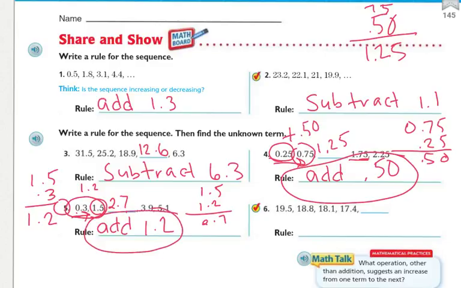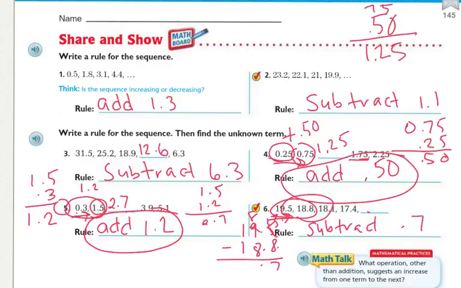Let's look at the next one. 19.5 is decreasing down because 19.5 is more than 17.4. So my rule is decreasing, which means I'm subtracting. Okay, so let's find out how much I'm subtracting. 19.5 minus 18.8. I can't take 8 from 5. So I'm going to make this be a 15 and this be an 8. And I'm going to have 0.7. So I'm going to be subtracting 0.7. You want to do this in between each of them to make sure that it works.